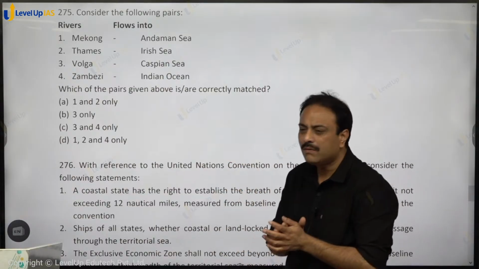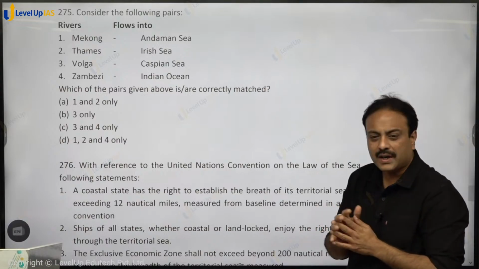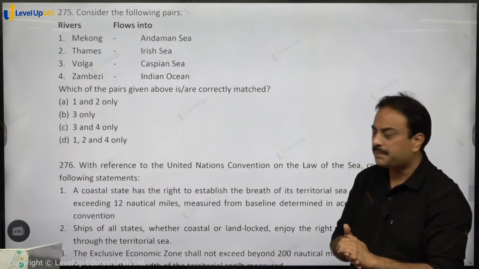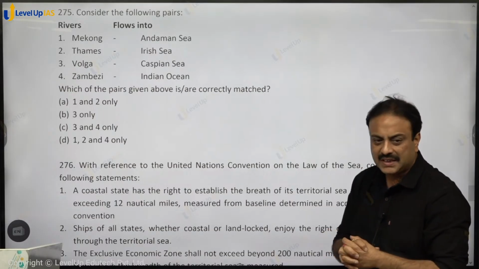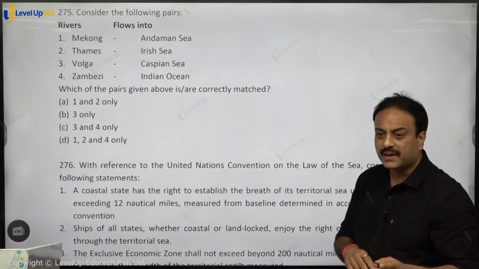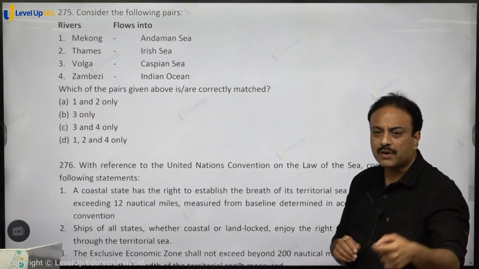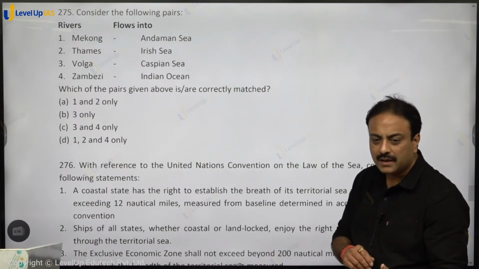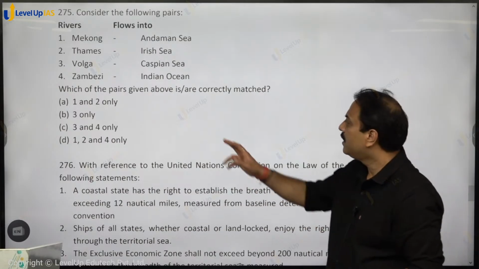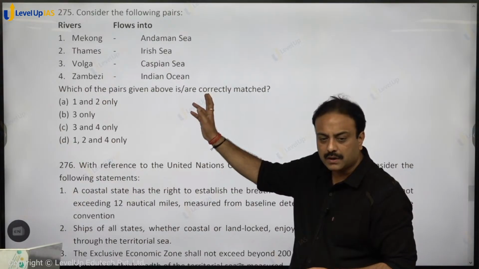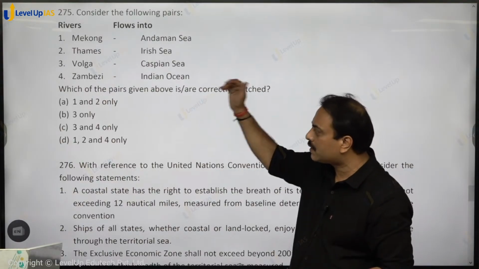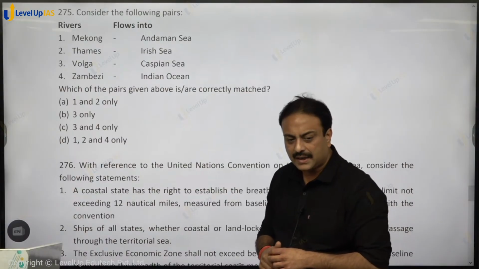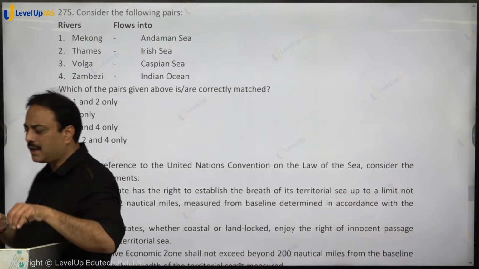Volga. What kind of river is the Volga? Volga drains in the Caspian Sea. Ural also drains in the Caspian Sea, northern part of the Caspian. It is the correct one. Zambezi makes the border of Zambia and Zimbabwe. That river was taken as a border between Zambia and Zimbabwe. Earlier it was a single country and then two countries. That flows into the Indian Ocean. Correct? So 1 is wrong, 2 is wrong, 3 and 4 are correct. So 3 and 4 only. Option C, C for cat shall be the right answer. Clear on that? 100%?